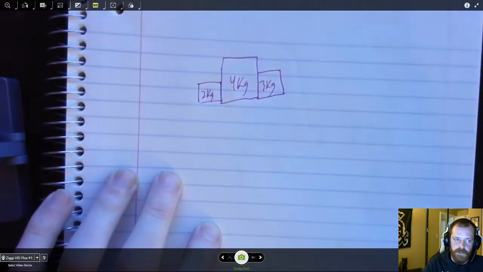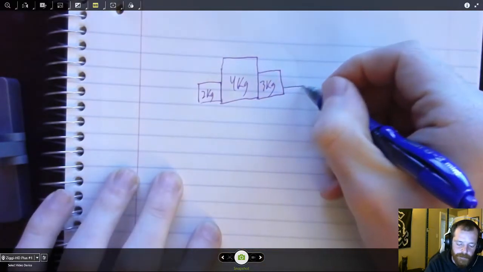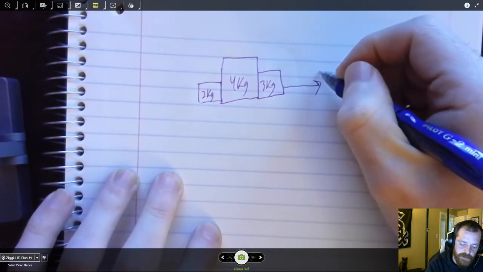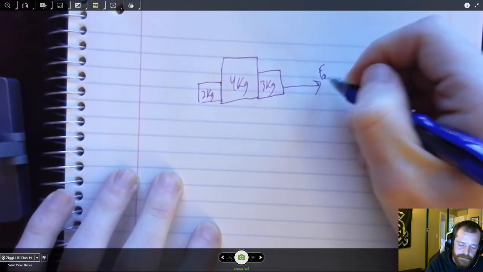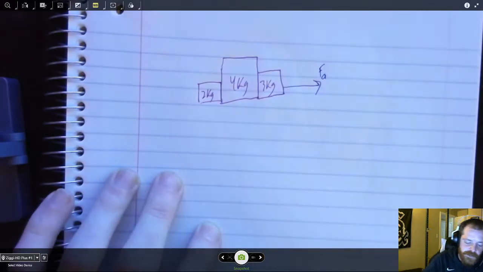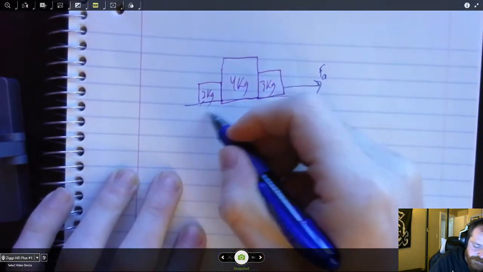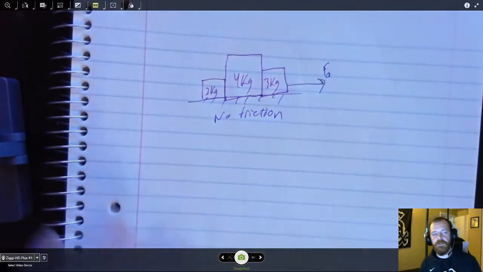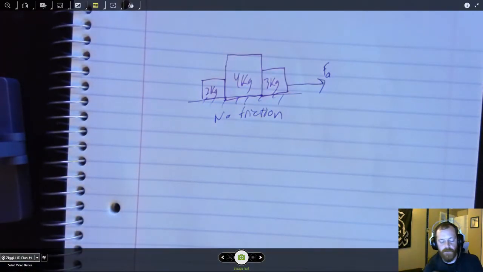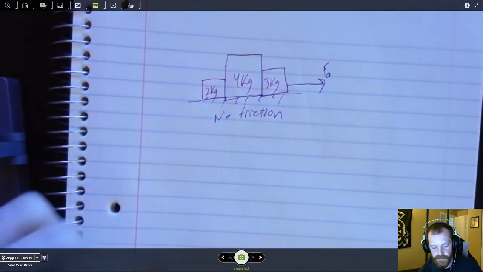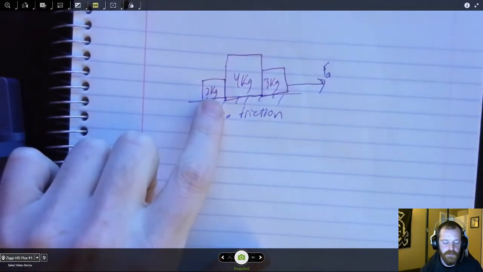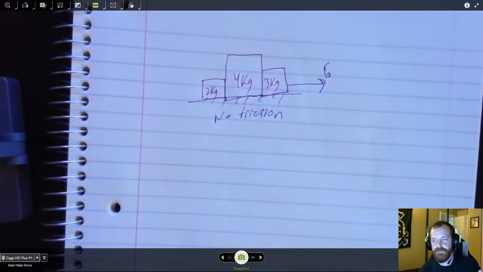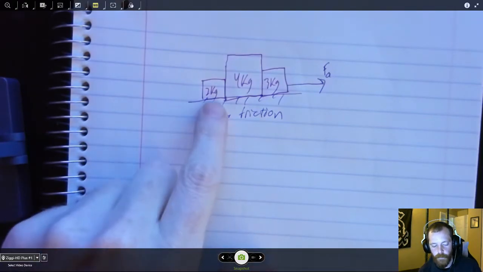Now let's say these boxes are being pulled by a rope, so there's some sort of applied force here. And let's say the surface is icy, so there's no friction. And we want to know what the force on a specific one of these boxes would be. So let's say I'm worried about the 2 kilogram box. If they're connected together somehow, what amount of force is causing that 2 kilogram object to accelerate?